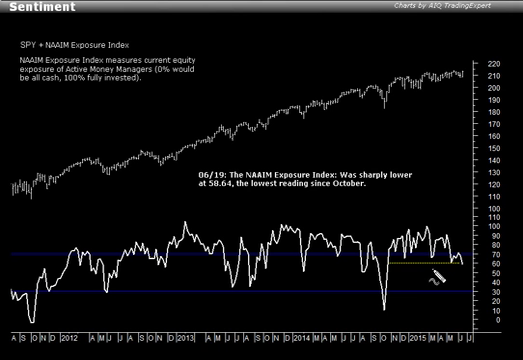And this is the exposure index, which is a measurement of active money managers' current equity exposure, and that fell to 58.64 this week. That's the lowest reading again since October. So increasing bearishness in money managers. It's still a reasonably high number. This certainly isn't a low number like here and here, but it is the lowest for a few months.